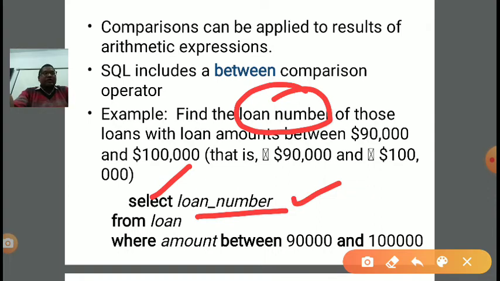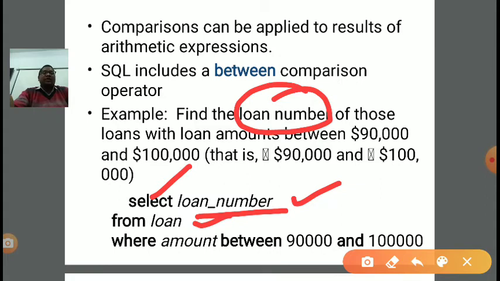For those loans with loan amount between 90,000 and 1 lakh, here a condition is on amount. From which relation do we want it? From the loan relation, because the loan number attribute is present in the loan relation. The where condition is on the amount attribute, and what is the condition? Between. It should be between 90,000 and 1 lakh.